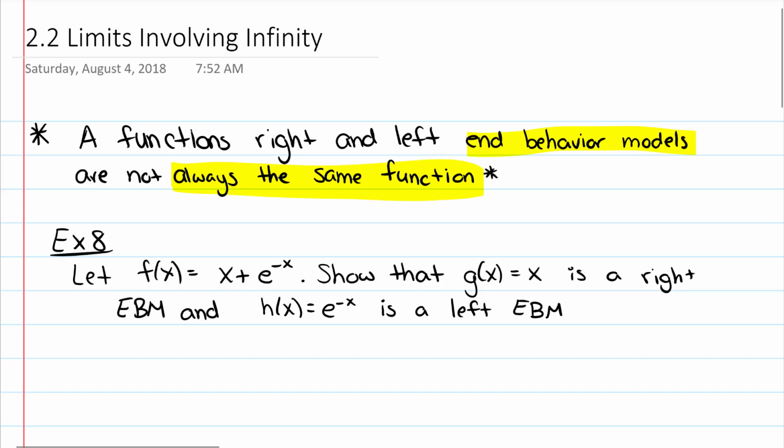So we're going to let f of x equal x plus e to the negative x, and we're going to show that g of x equals x is a right end behavior model, and that h of x equals e to the negative x is a left end behavior model. So before we do this, we're going to take a second to look at the graphs.